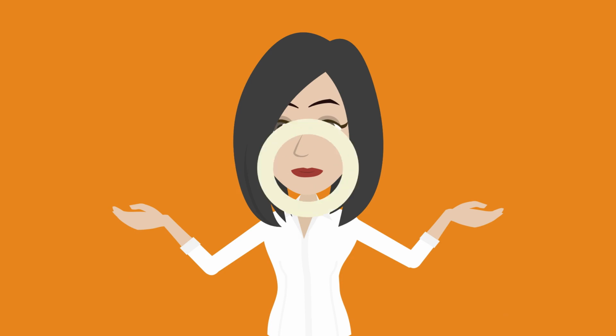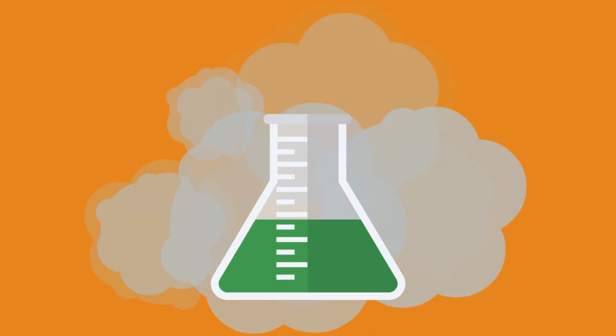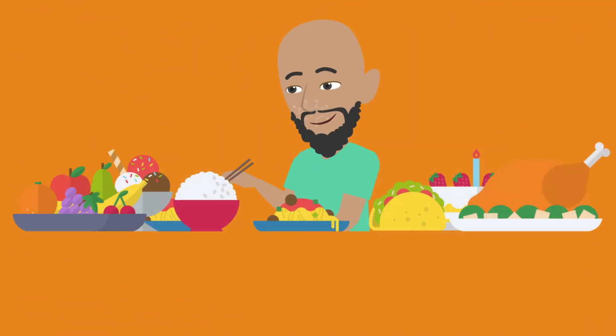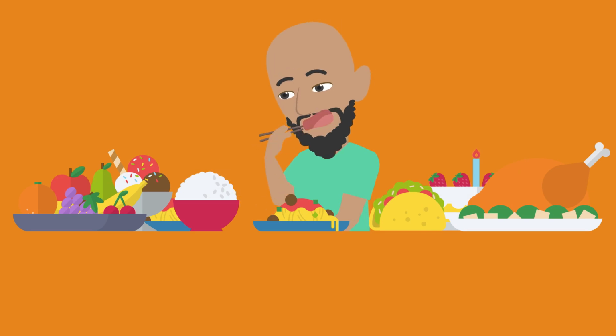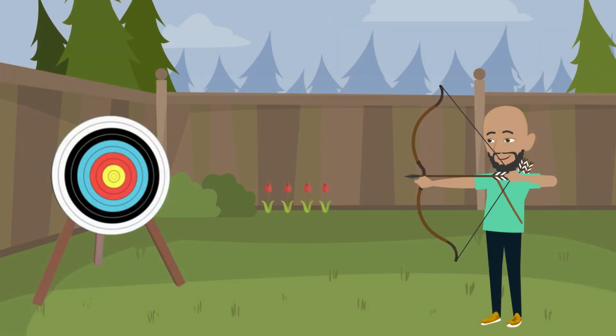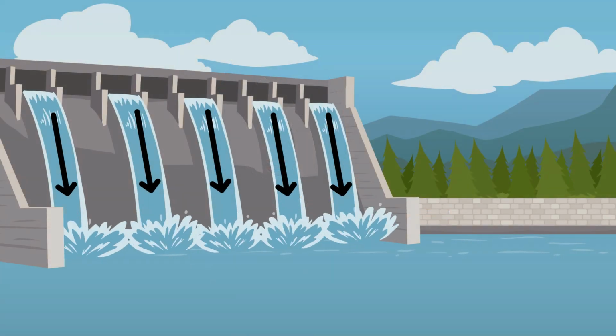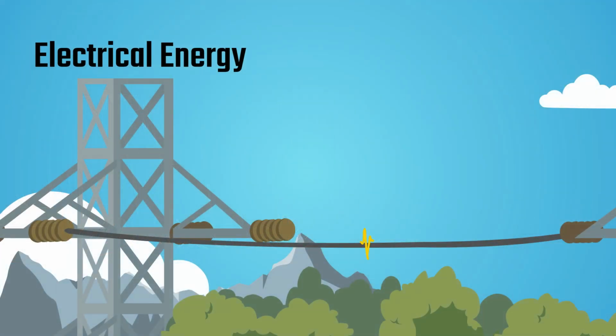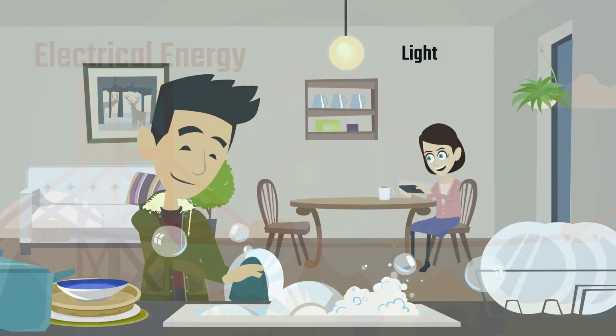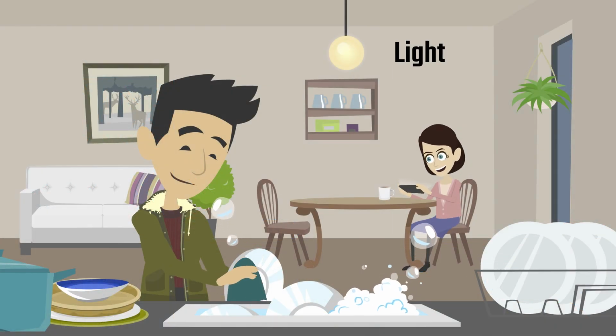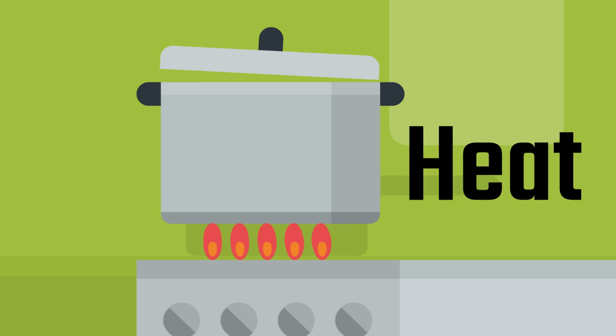For example, the food a person eats contains chemical energy, and a person's body stores this energy until he or she uses it as kinetic energy during work or play. The stored chemical energy in coal or natural gas and the kinetic energy of water flowing in rivers can be converted to electrical energy, which in turn can be converted to light and heat.